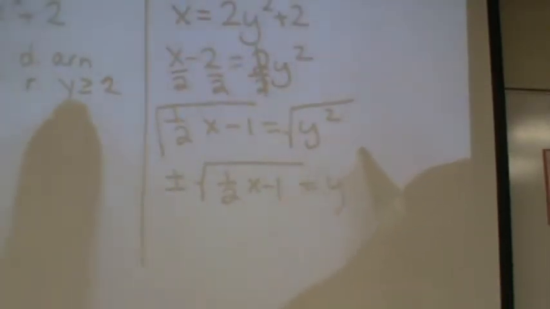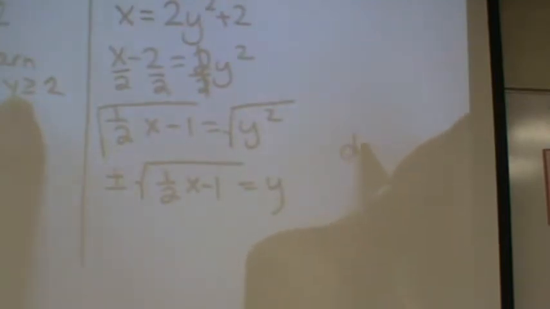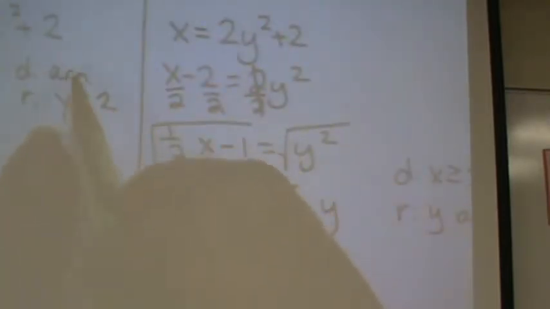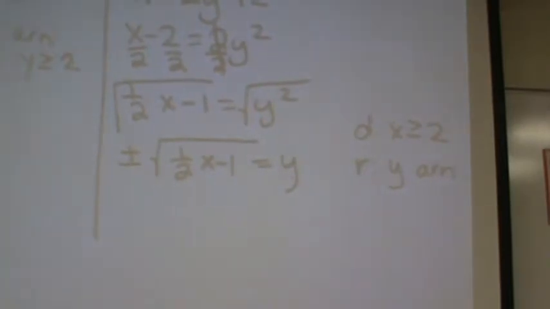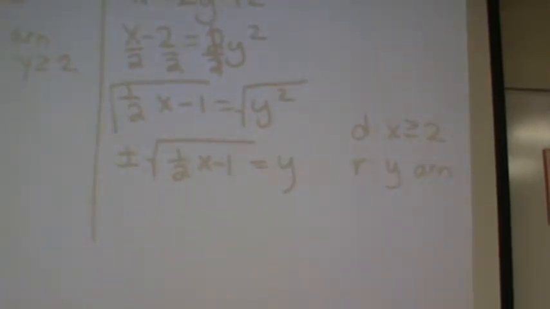Now, how do you write the domain though? The domain of this is going to be x is greater than or equal to 2, and the range is going to be y is all real numbers. You switch these around. Oh, do you have it? Okay. Any other questions?